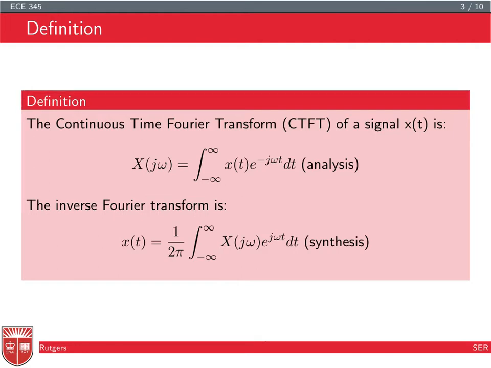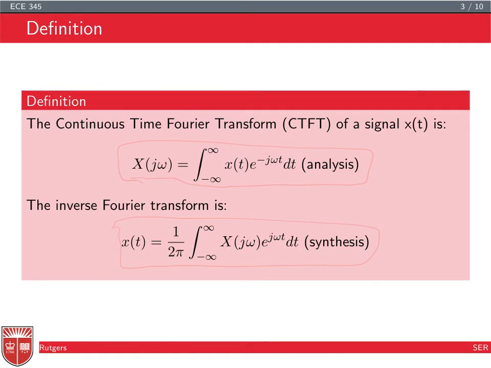So the CTFT of a signal x of t, which is a continuous signal, is defined as follows. The CTFT is denoted by X(j omega), and it's the integral between minus infinity and plus infinity of x of t e to the minus j omega t dt. You could probably notice certain analogies with other transforms that you've seen before, such as the Laplace transform, or you can think of it as a generalization or the equivalent transform of the discrete time Fourier transform. And the inverse Fourier transform is given by the following expression.